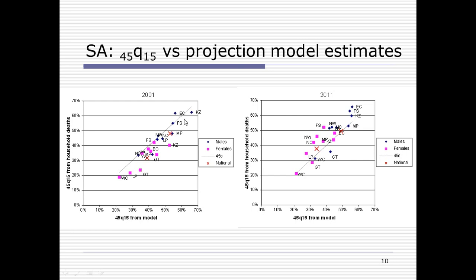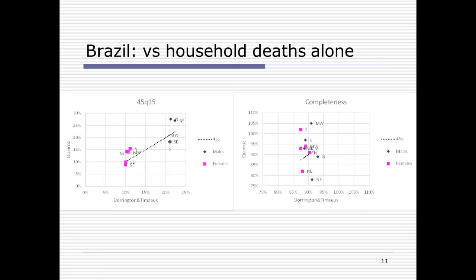Eastern Cape is also rural and very poor, so there's a consistency in the ranking. We also looked at data from Brazil, and Bernardo was kind enough to provide us with his estimates. And so we had the unique opportunity of comparing independent estimates using household-only data and independent estimates using vital registration-only data against our system of combining the data.